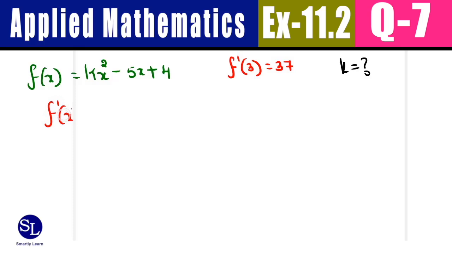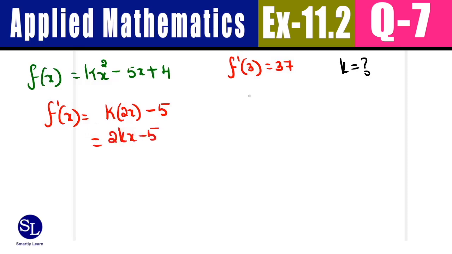So f dash of x is nothing but differentiation of this input. k is going to be a constant. So k into differentiation of x squared is 2x, so k into 2x. Differentiation of minus 5x is minus 5. This plus 4 on differentiation is 0, so I'm not writing that. So this is 2kx minus 5.